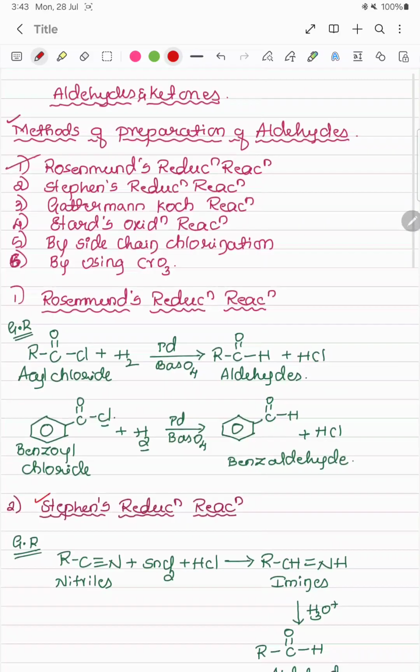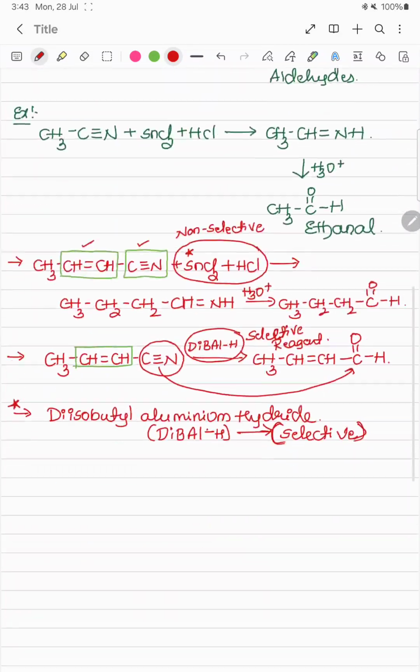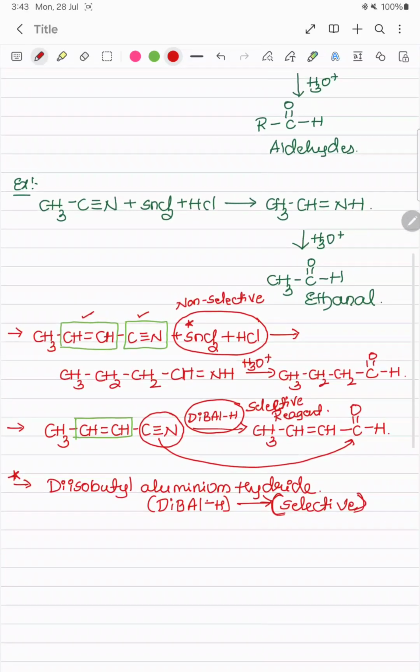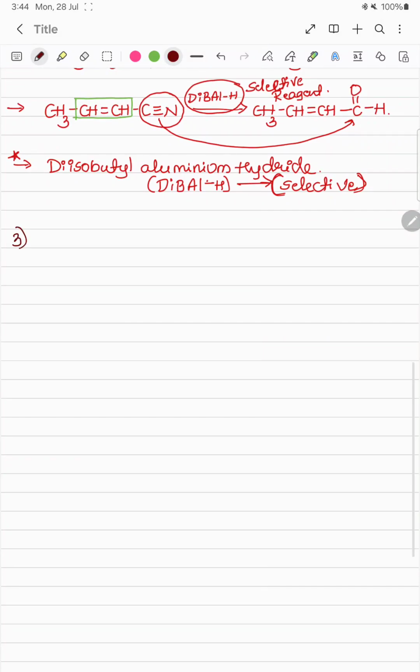Then we move on to the third reaction, that is Gattermann-Koch reaction. This is going to be very simple and the easiest one. Just give me a minute of time, I'm going to write it up. Third one. Gattermann-Koch reaction is again very important, in fact a very important 2-mark question as far as the Karnataka board examination is concerned.